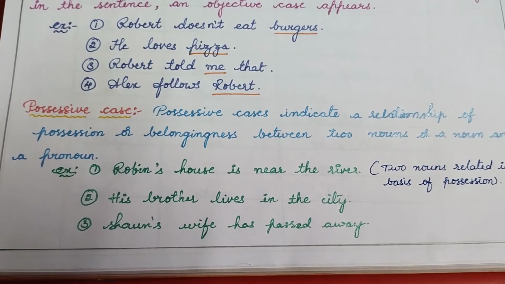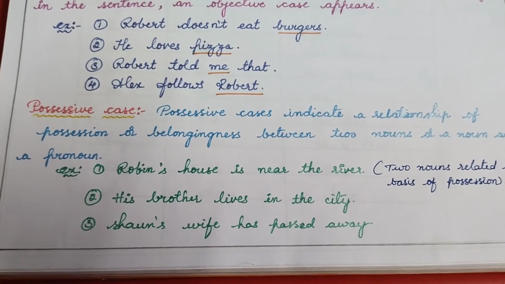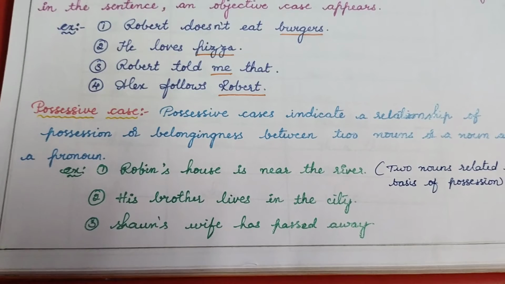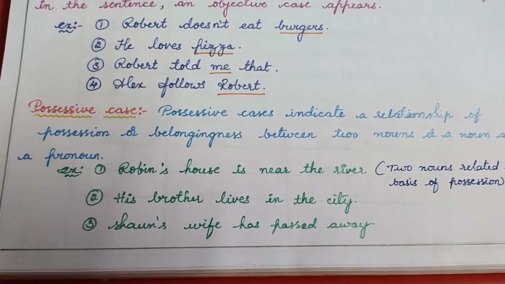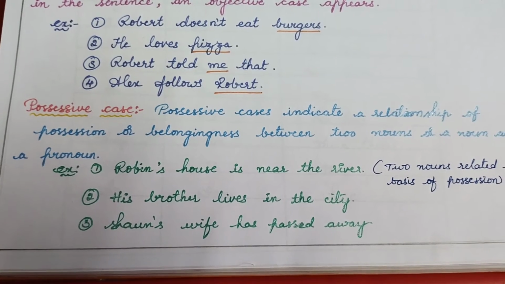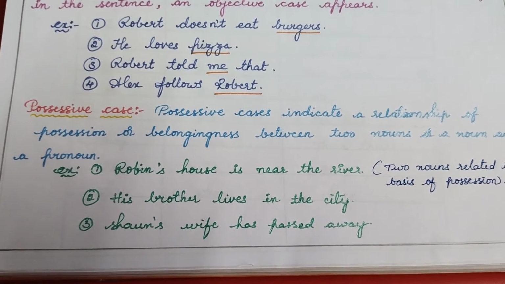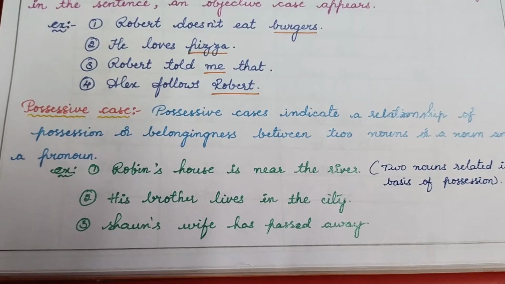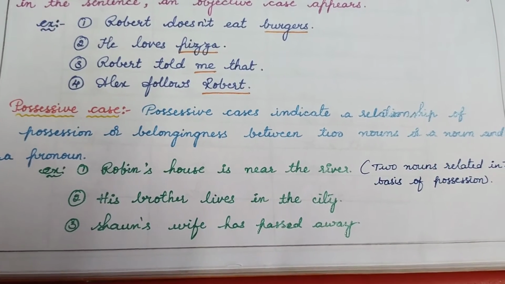His brother lives in the city. Whose brother lives? His brother. So his remains to be possessive case. Sean's wife has passed away. Whose wife? Sean's wife. So Sean's remains to be possessive case for the sentence.